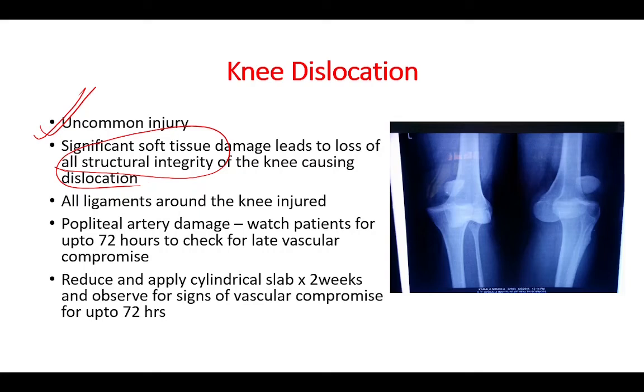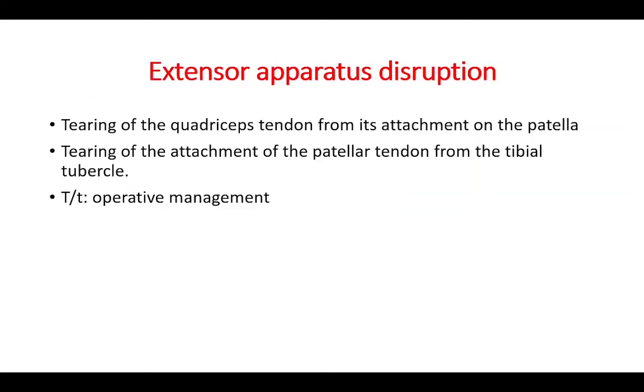It is safe to assume that all ligaments around the knee are injured because of this high energy trauma. And we must always be careful of popliteal artery damage. Once the dislocation is reduced, we must watch the patient for up to 72 hours to check for late vascular compromise which may occur in these cases. Immediate reduction and slab application for 2 weeks along with close observation for vascular compromise for up to 72 hours is the treatment of choice for patients with knee dislocation.